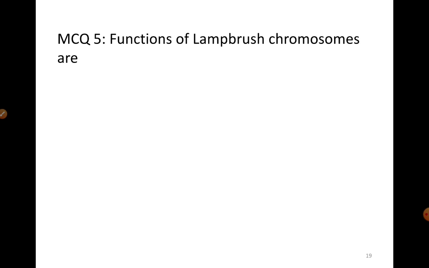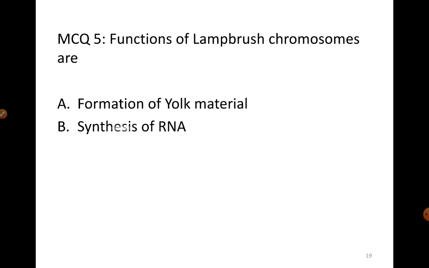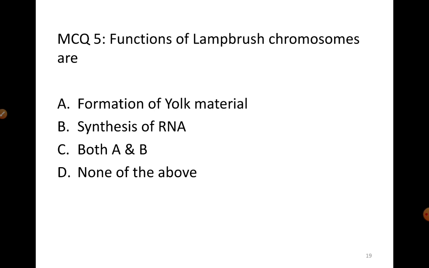Then the functions of lampbrush chromosomes are: formation of yolk material, synthesis of RNA, both A and B, or none of the above. What is the main function of lampbrush chromosomes? We said it helps in synthesis of RNA and it helps in the formation of yolk material. So the right answer is option C, both A and B.